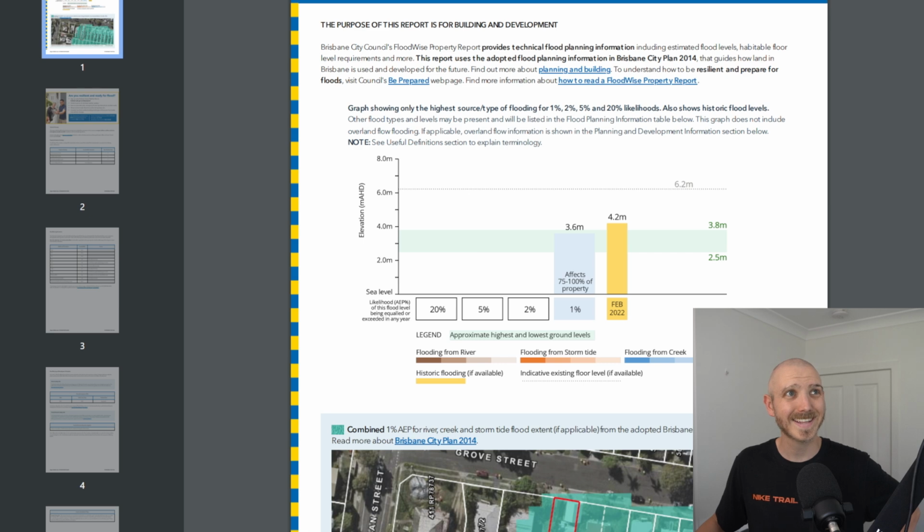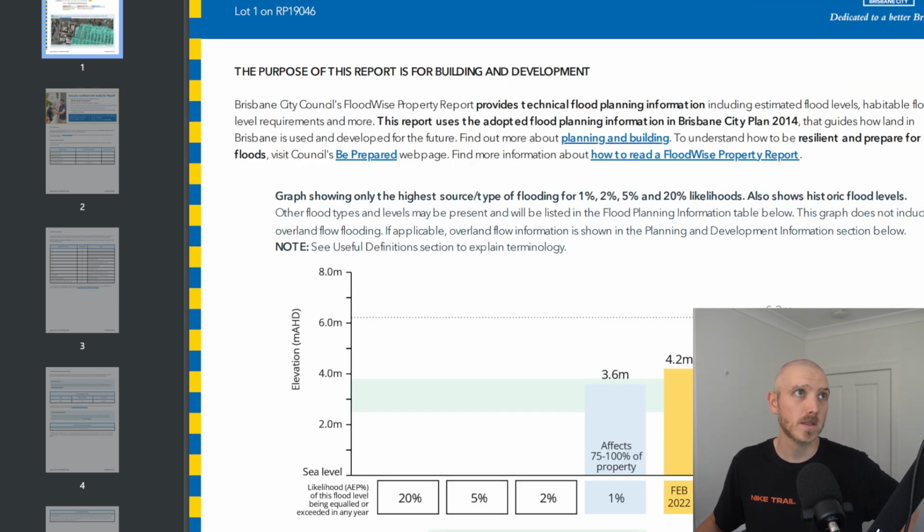Now on screen here, you can see there's a lot more data around this report. So it actually tells you the address, it'll give you those percentages, it'll also tell you the type of flooding down below and give you historical flooding if available. It's also great to see what the flooding levels were in Feb 2022, and you may be able to look at some historical maps online to see if you can get aerial shots of the area that you're looking in.